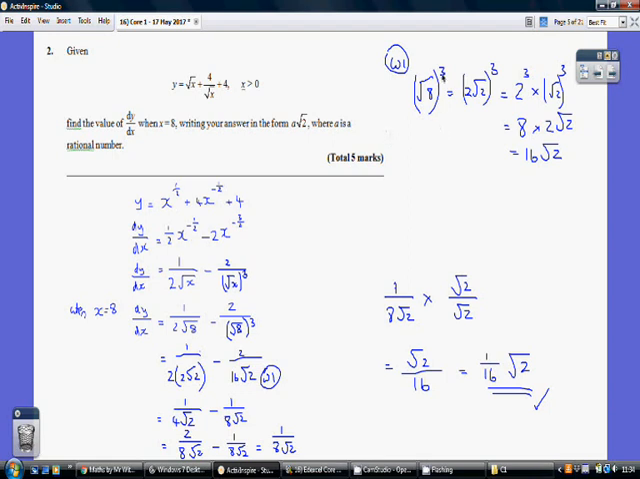The square root of 8 all cubed is the same thing as 2 root 2 all cubed, because 2 root 2 is what root 8 is. So that's the same thing as 2 cubed and root 2 cubed. 2 cubed is 8, and root 2 cubed being root 2 times root 2 times root 2. Well, root 2 times root 2 is 2, so times root 2 again is 2 root 2. So that gives us 16 root 2.